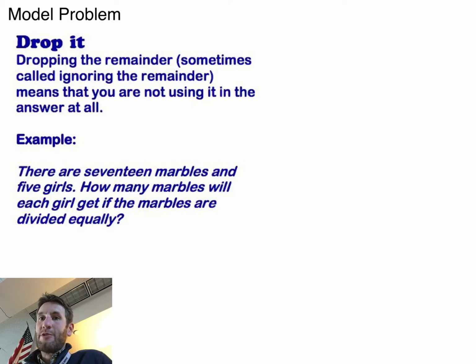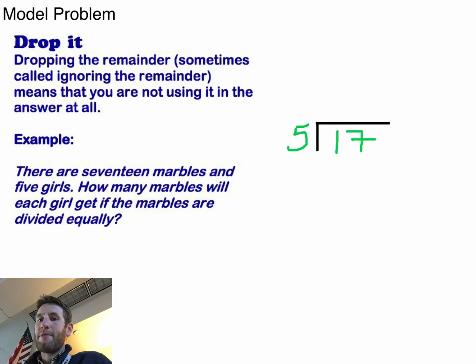One way that you can deal with the remainder is to just drop it. All right, dropping the remainder, sometimes it's called ignoring the remainder, means that you are not using it in the answer at all. And we'll do an example problem together, and I'll show you what it looks like when a remainder is dropped. So this word problem right over here says that there are 17 marbles and 5 girls. How many marbles will each girl get if the marbles are divided equally?